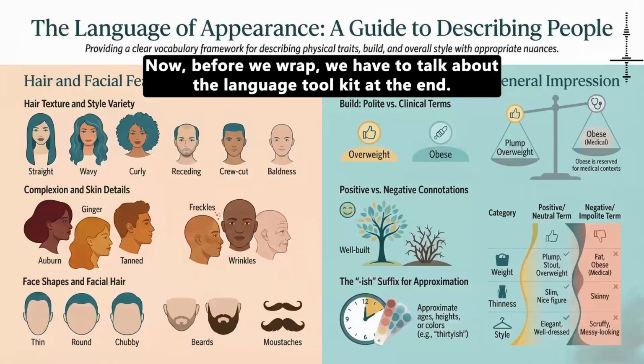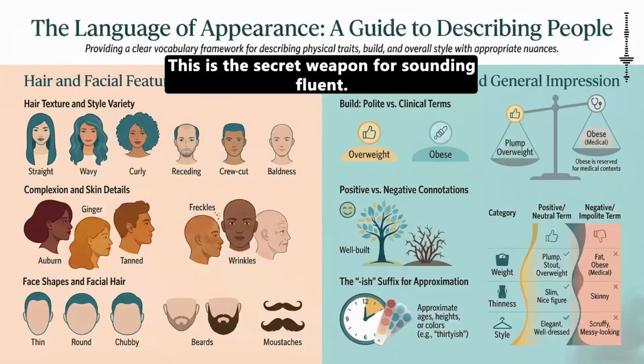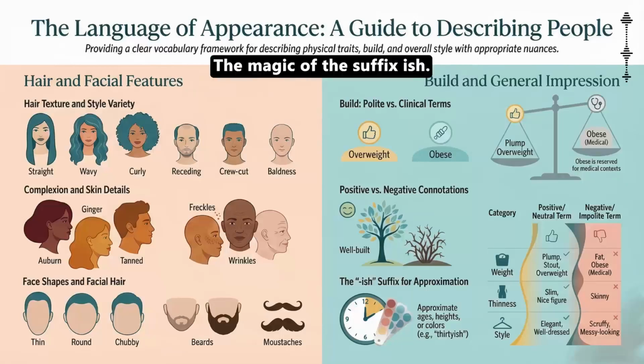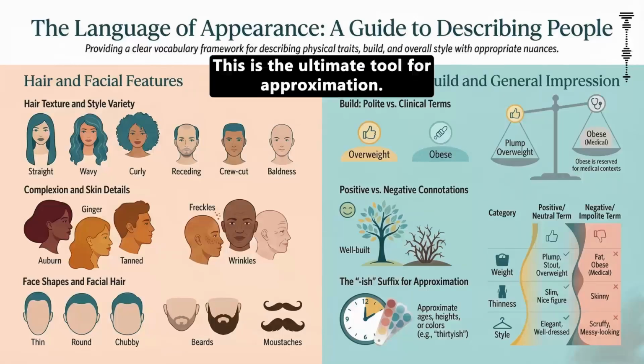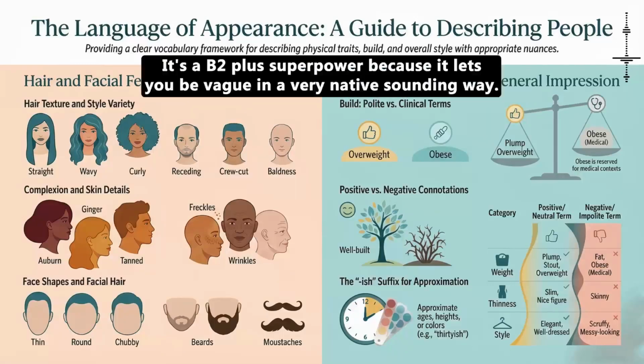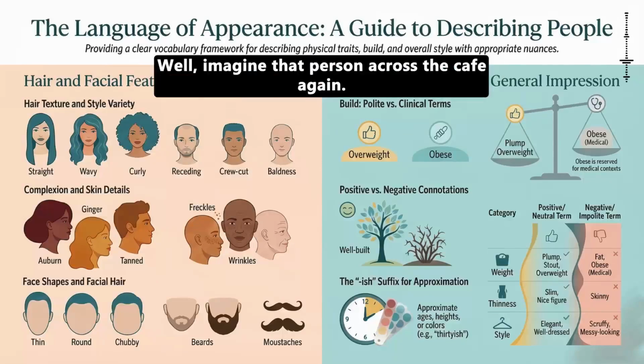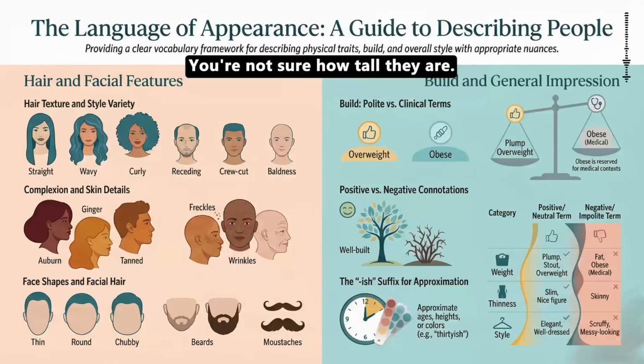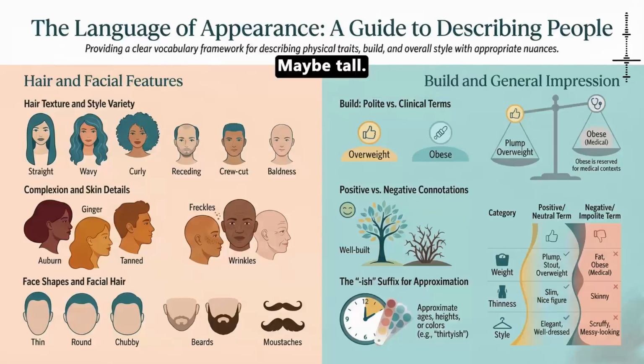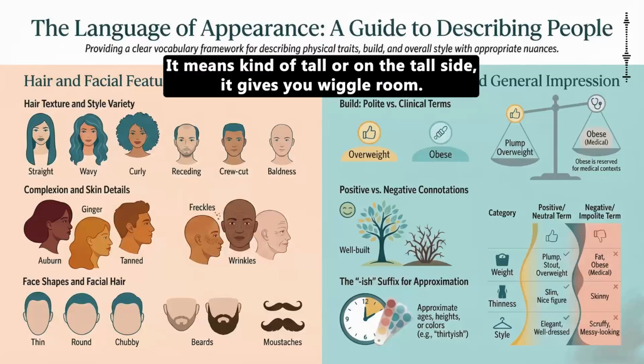Now, before we wrap, we have to talk about the language toolkit at the end. This is the secret weapon for sounding fluent. The magic of the suffix -ish. ISH. This is the ultimate tool for approximation. It's a B2 plus superpower because it lets you be vague in a very native-sounding way. How does it work? Well, imagine that person across the cafe again. You're not sure how tall they are? A beginner might say, he is maybe tall? It sounds clumsy. But a pro says, he's tallish. It's so casual. It means kind of tall, or on the tall side.